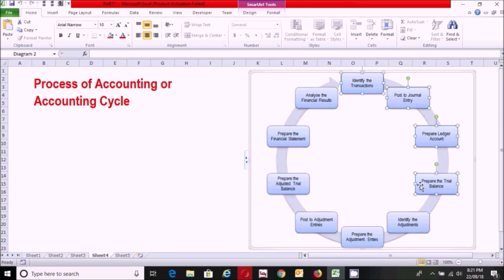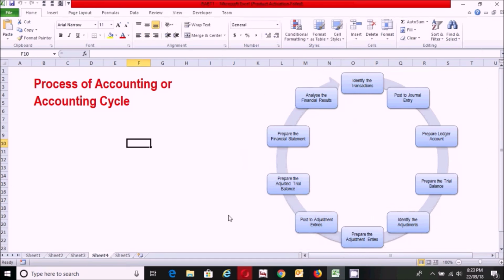These steps are unadjusted, whereas these four steps are adjusted steps. And this is the financial statement step and this is the financial result step. We will discuss each step of the accounting cycle in more detail in every single video.